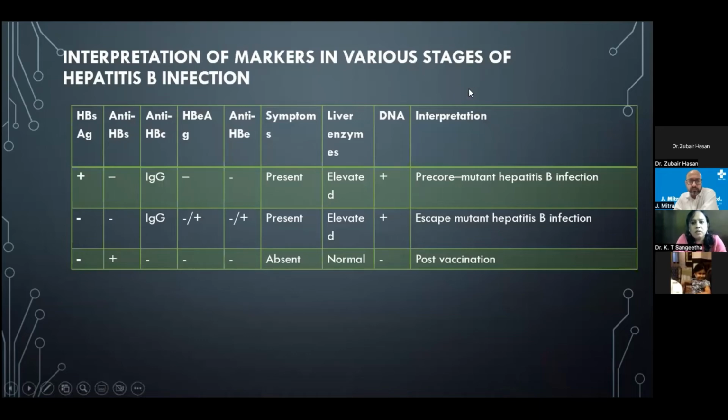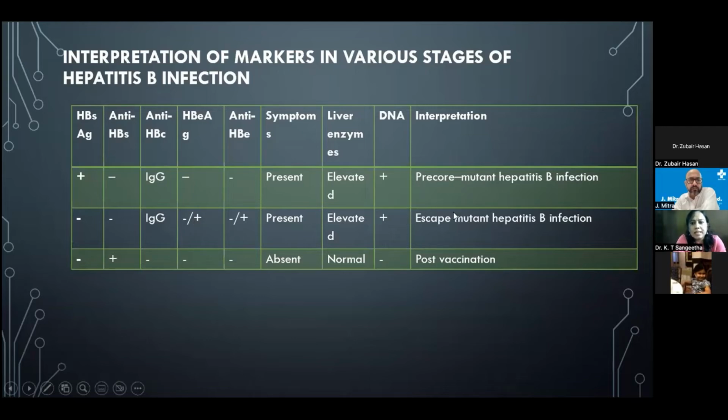Now a few more points we need to discuss are some atypical situations where we have mutants. Two of the most common mutants are the pre-core mutants and the escape mutants. In the pre-core mutants, there is a mutation in the pre-core region, which codes for the HBeAg. In such situations, the patient doesn't have HBeAg, but the HBsAg is positive, liver enzymes are elevated, and the patient is symptomatic. So they are termed pre-core mutants. They are usually diagnosed late, during the chronic infection.